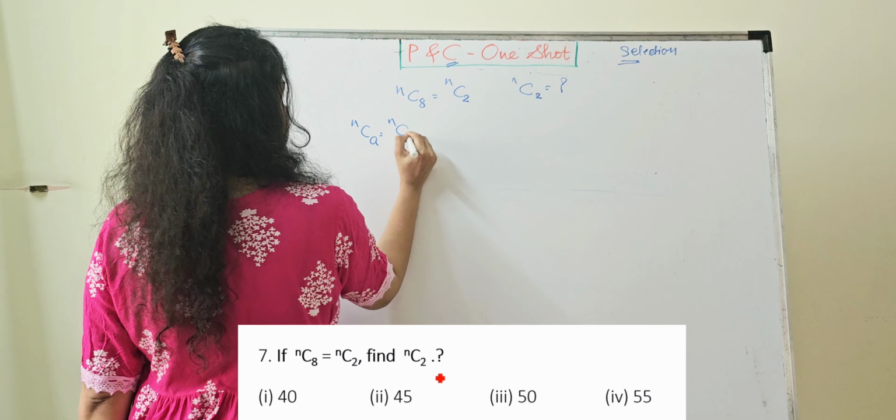So if you put the values in this formula, what do you get as the value of N? So in this case 8 plus 2. Yes, so N is 10. And you have to find out 10C2, which is nothing but 10 factorial divided by 2 factorial into 8 factorial. You can solve this further.